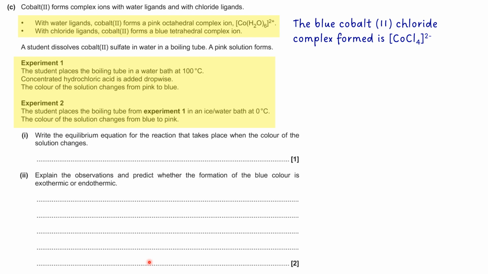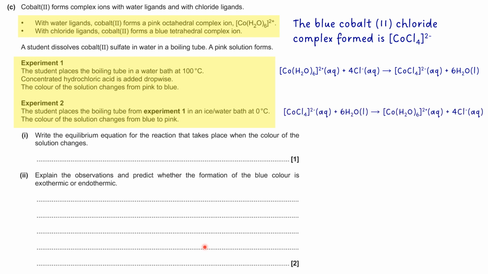So there's two versions here. You can either just say what happens in experiment 1 or what happens in experiment 2, because in the question there it says when the color of the solution changes. That could be pink to blue, or it could be blue to pink. So you've got two possibilities. This is the pink to blue, and this is the blue to pink. So you can write it either way around. If you have a quick look, you can see that the reactants in experiment 1 are the same as the products in experiment 2. So it's just the same equation, really, just going back and forth.